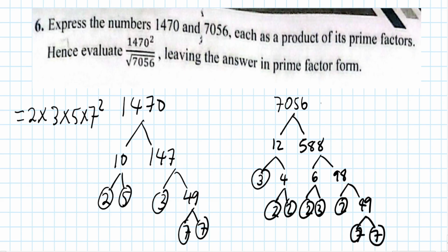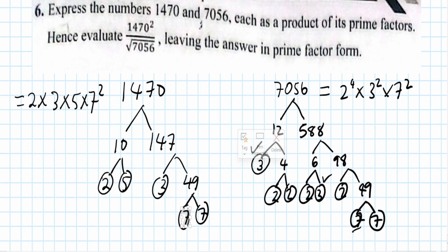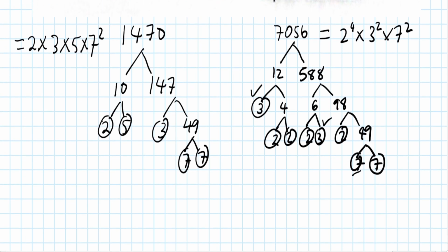So how many 2's are there? You have 1, 2, 3, 4, and that is 2 to the power of 4 times how many 3's we have there? We have two 3's, so 3 squared. And then we have two 7's, so 7 squared. Right, now you might think it's easy. You think that is your answer, but that is not your answer. Your answer continues this way.